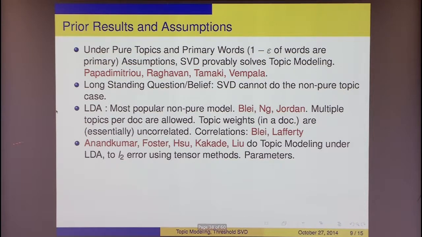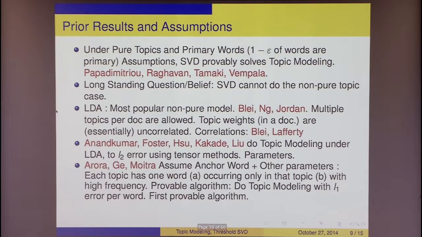However, in a very nice paper, Anandkumar, Foster, Hsu, Kakade, and Liu, in a sense answered this by showing that perhaps not SVD, but if you use tensors, which are higher order correlations (you can view SVD as second order), then at least to L2 error, you can solve the problem in the LDA model. Then there's another paper of Arora, Ge, and Moitra, who made some other assumptions. You have to make assumptions because these are NP hard.